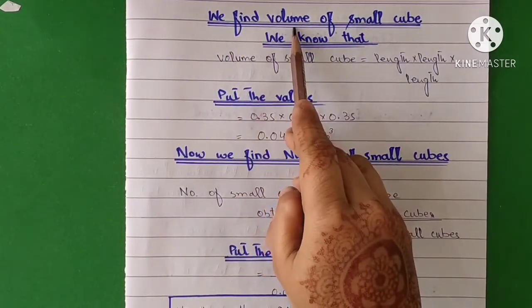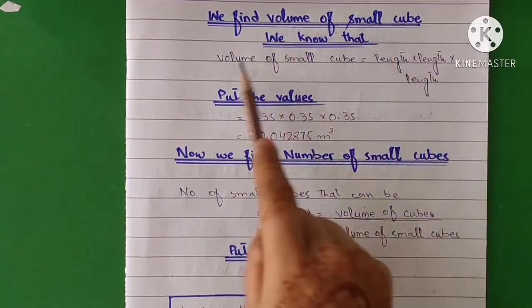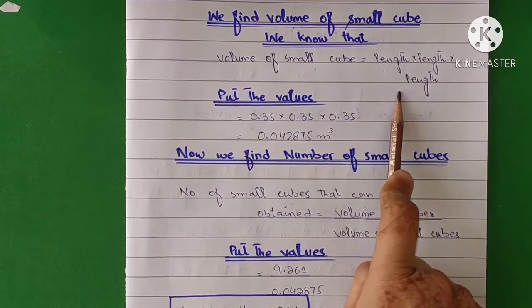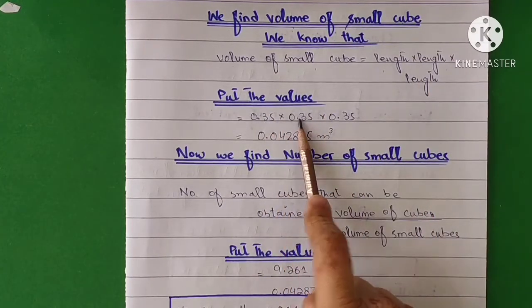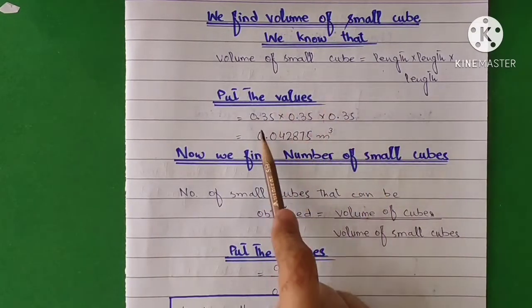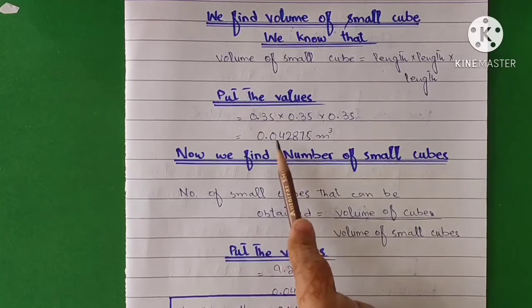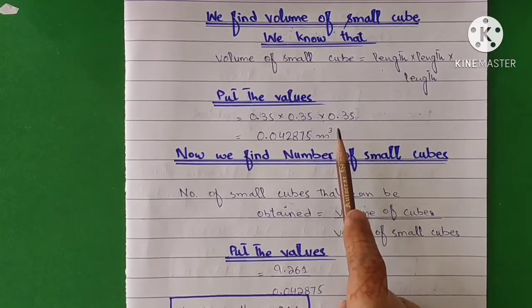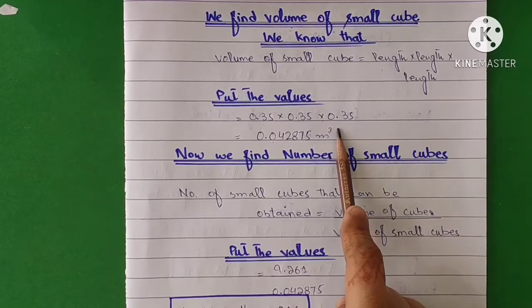Now, we will find volume of small cube. We know that volume of small cube is equal to length multiplied by length multiplied by length. Put the value 0.35 multiplied by 0.35 multiplied by 0.35. After multiplication, we will get 0.042875 meter cube. This is the volume of small cube.